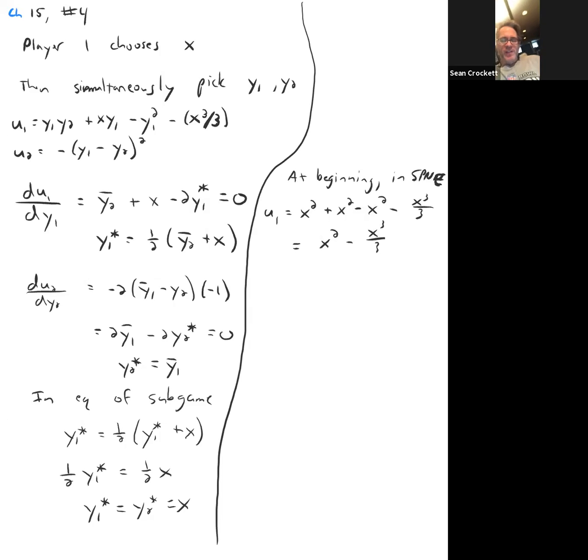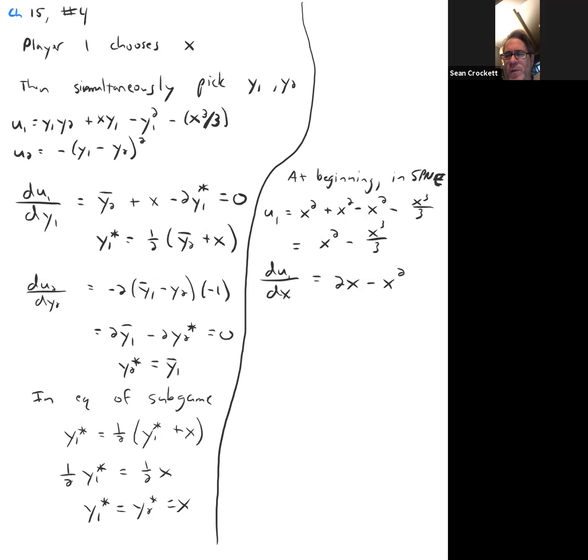All right, she knows that's going to be true, that her choice of x is then going to dictate what later happens to y1 and y2. And so now she takes the derivative of this utility function with respect to x, and she gets 2x minus x squared. And the second derivative of that is going to be -2.